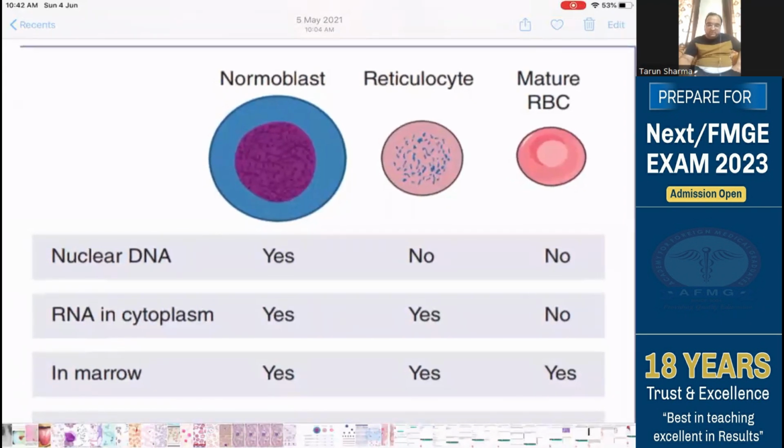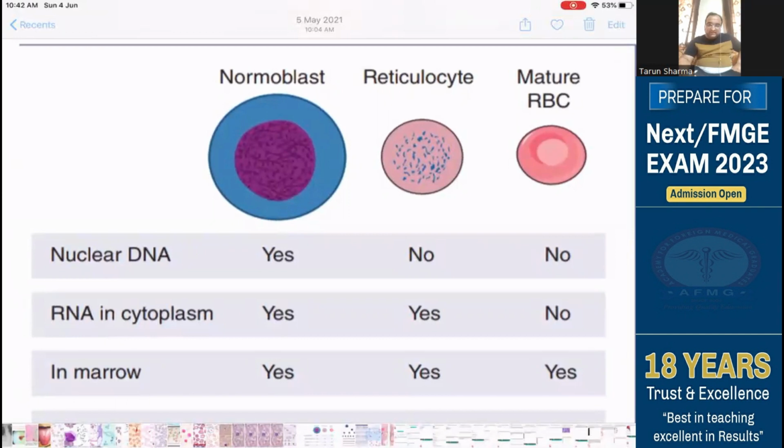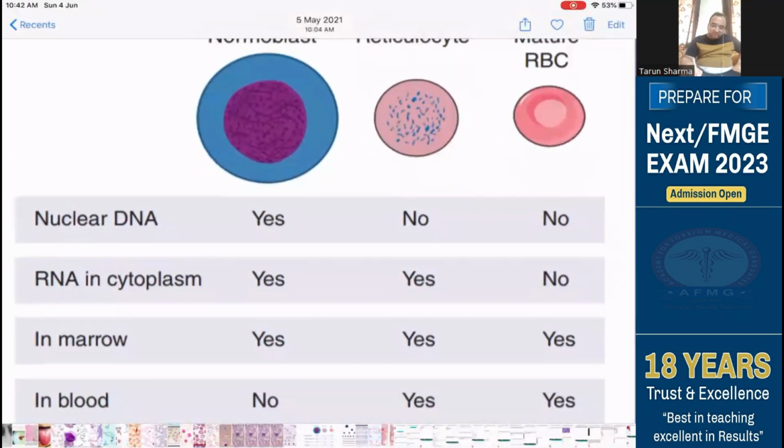First of all, RNA. RNA will be there in the reticulocytes, but not in the RBC, while the nucleus will be absent in both of the cells. Reticulocytes do not have any nucleus, and RBCs also do not have any nucleus.